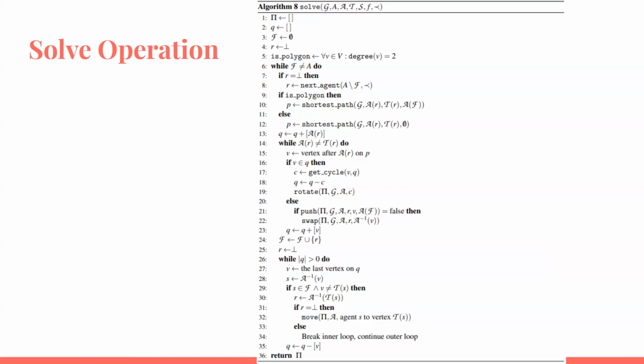Now, lines 26 to 35 here, this while loop, what this does is it's used to shrink the queue and make sure that we are returning all of the resolving agents to their final destination, which we moved them off of. We have to check for polygons again, because if the graph is a polygon, then we have to choose a path that avoids finished agents, because we can't swap at all in a polygon.